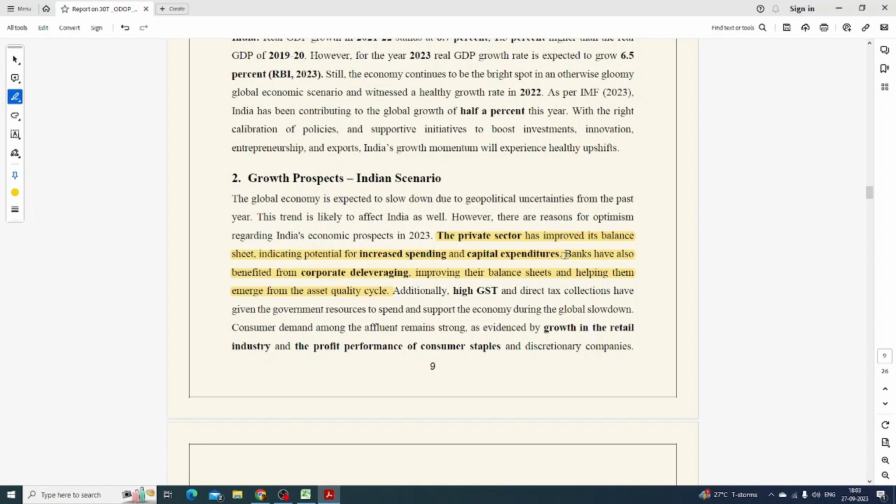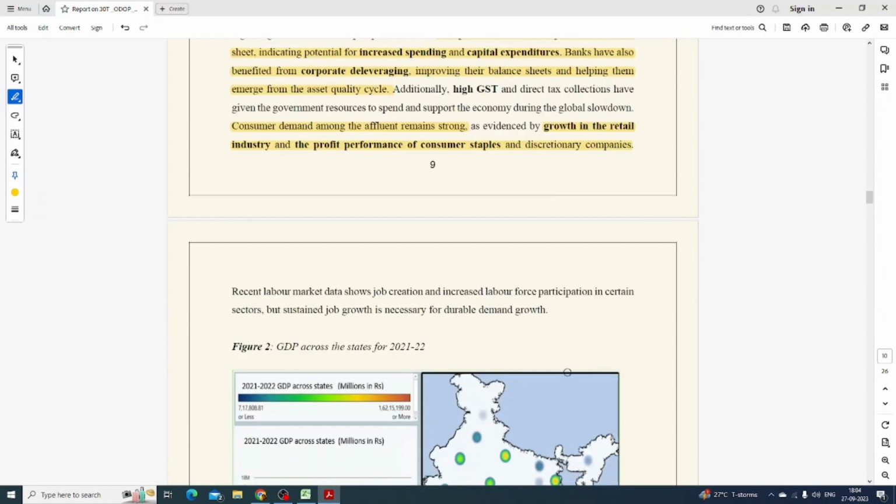Okay, and then they specify that consumer demand remains strong even in the global economic slowdown. So even though the global economy is slowing down, our local economy has very good consumer demand. That is evidenced by growth in the retail industry and the profit performance of consumer staples. Okay, you can see this point.